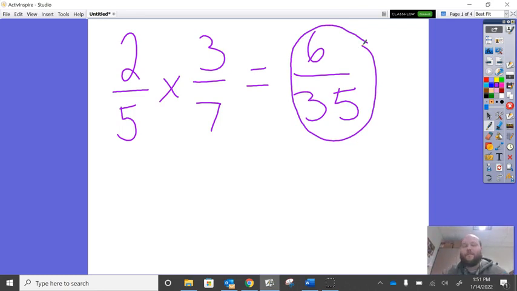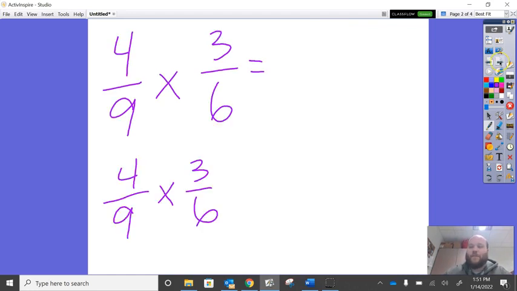Okay, 6/35. And just know, again, you notice I didn't do any common denominators. We didn't add anything extra into it. We just multiplied straight across. So let's flip over to the next page here.